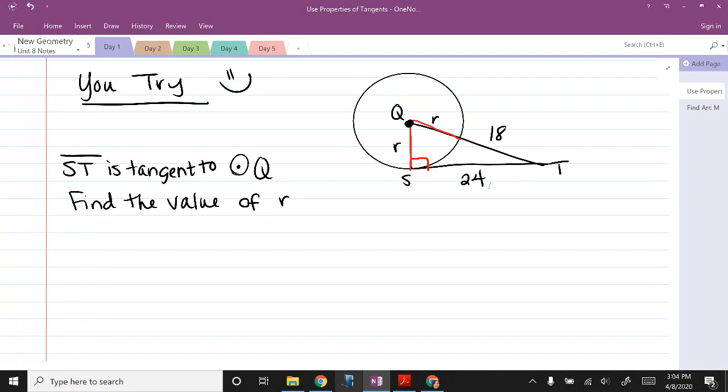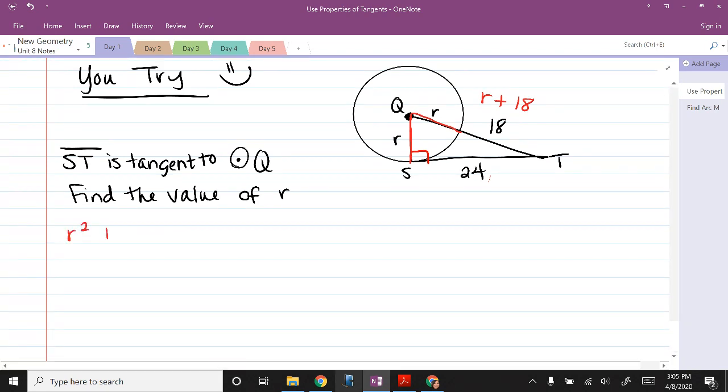So again, there's variables for the radii. So that lets me know I'm going to have to do the Pythagorean theorem, and then I'm also going to have to use FOIL method. So my legs are r and 24, and the hypotenuse is going to be r plus 18. That's the hypotenuse. So when I plug it into the Pythagorean theorem, leg squared plus leg squared equals hypotenuse squared. I have r squared plus 24 squared equals parentheses r plus 18 quantity squared.